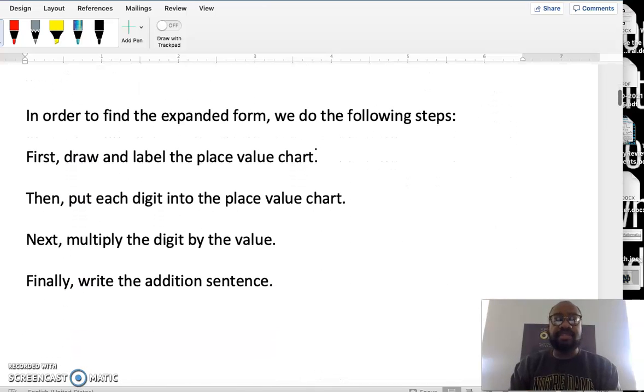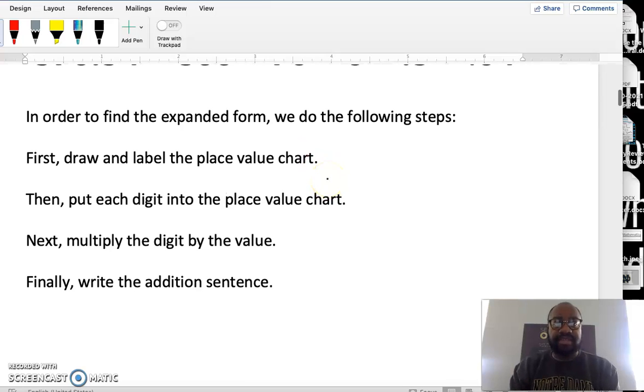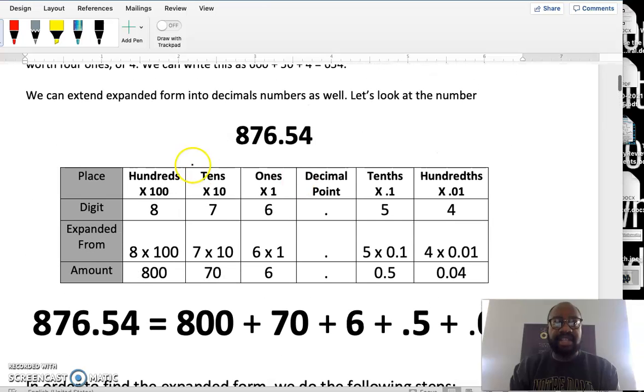So the steps to do that. First, you always start by drawing and labeling your place value chart, and then you put the number inside of the place value chart, making sure to pay attention to the value that the digit is in. You then multiply the digit by the value. All that means is if a number is in the hundreds place, we have to multiply that digit by 100 because that's what it means. It's in the hundreds place.